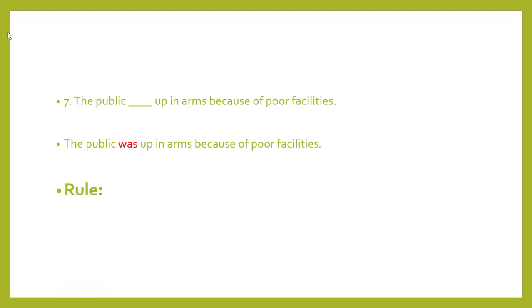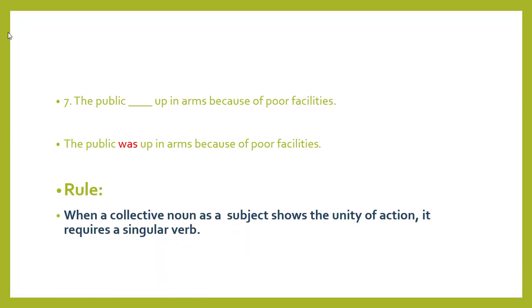The rule behind sentence number 7 is when a collective noun like public as a subject shows the unity of action, it requires a singular verb. In this sentence, there is the unity of action, so the collective noun public should be considered singular, so it needs the singular verb was.